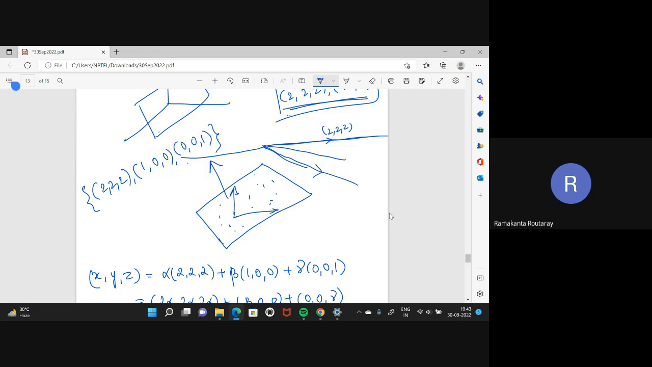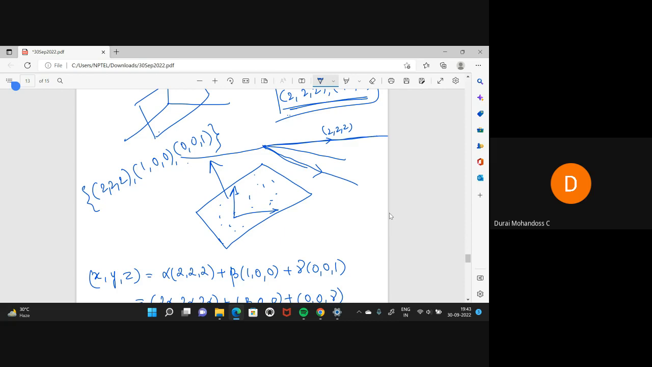But it does not necessarily have to be (0, 0, 1). It could be anything, like (1, 1, 1) also, right? No, (1, 1, 1) is not going to help me because that will be a multiple of (2, 2, 2). So it can be (1, 2, 3). (0, 1, 0) is fine. (1, 2, 3) is also fine. Any vector which is not a linear combination of these two vectors should work.